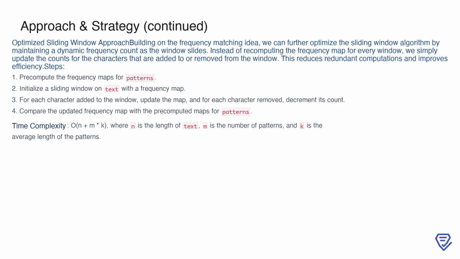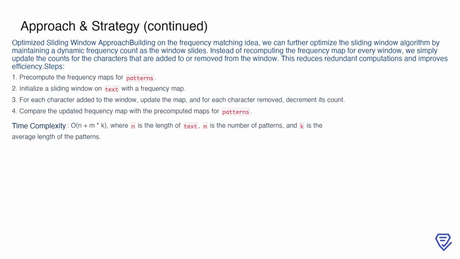The steps are straightforward. First, pre-compute the frequency maps for the patterns. Then, initialize a sliding window on text and maintain its frequency map dynamically. For every character added to the window, increase its count in the frequency map, and for every character removed, decrease its count. This ensures that the frequency map is always up to date with minimal computation. Finally, compare the updated frequency map with the pre-computed maps for patterns to identify matches.